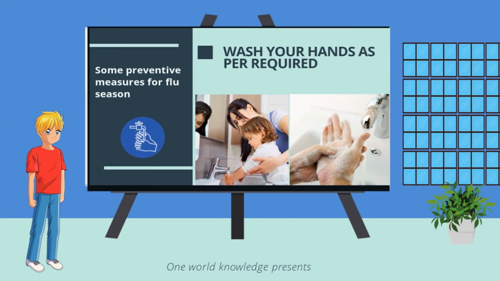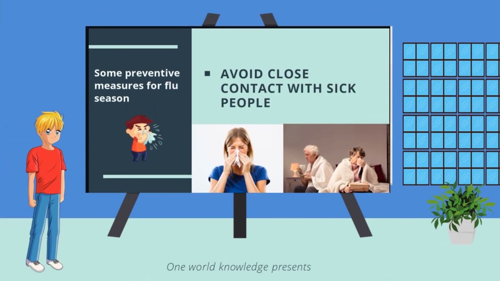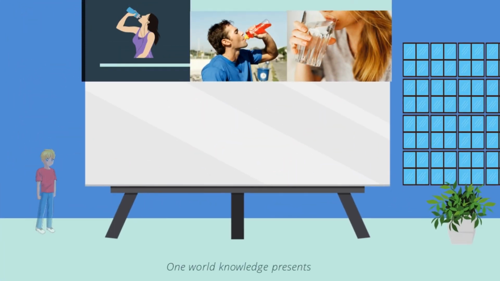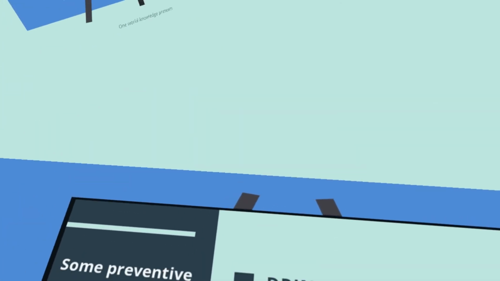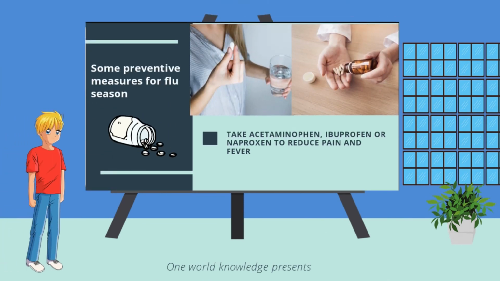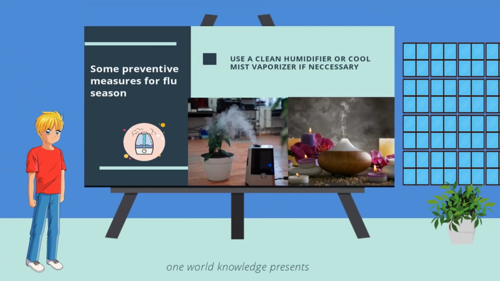Number 1. Wash your hands as required. Number 2. Avoid close contact with sick people wherever possible. Number 3. Drink plenty of fluids to stay hydrated. Number 4. Take over-the-counter medications like acetaminophen, ibuprofen or naproxen to reduce pain and fever. Number 5. Use a clean humidifier or cool mist vaporizer to prevent dryness and to ease some of the symptoms of the flu.